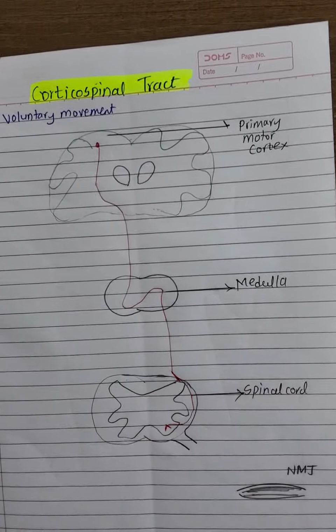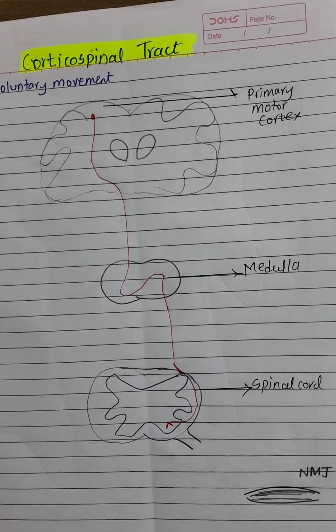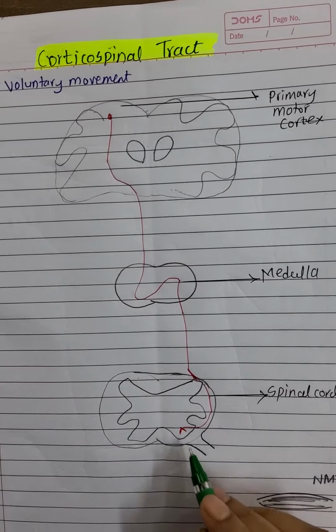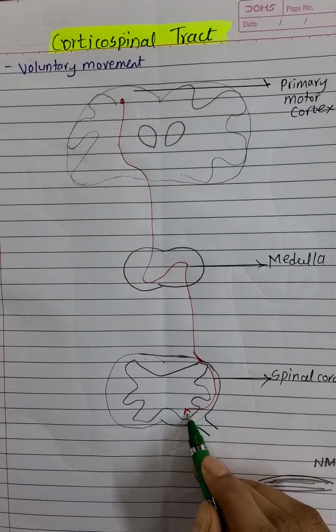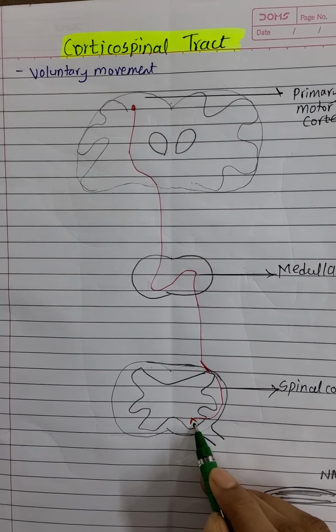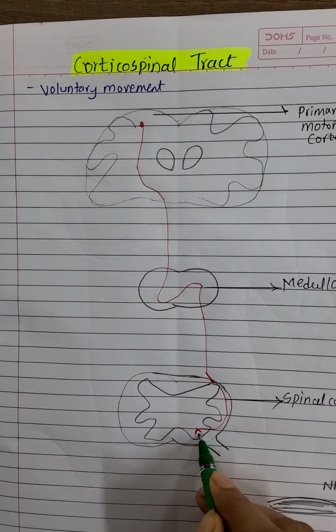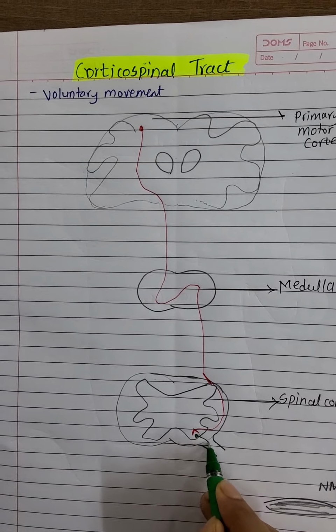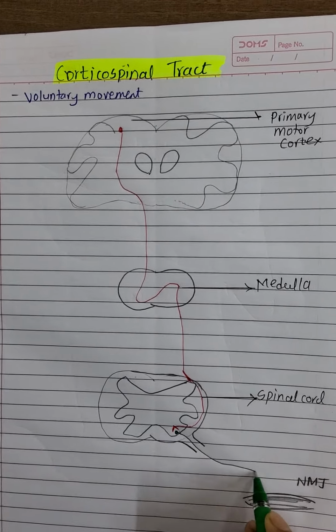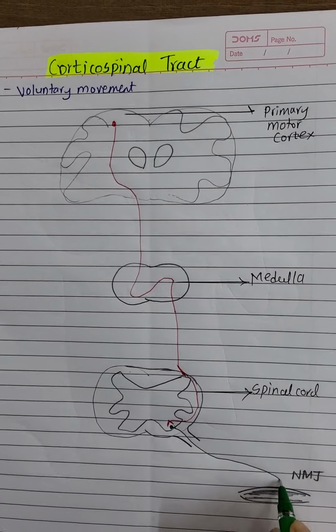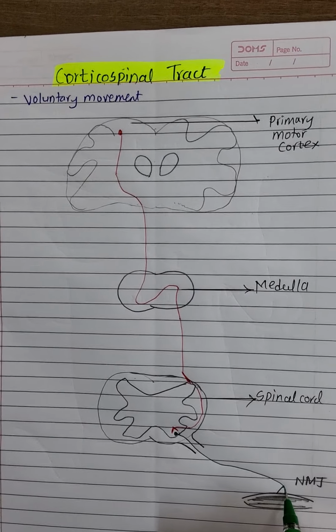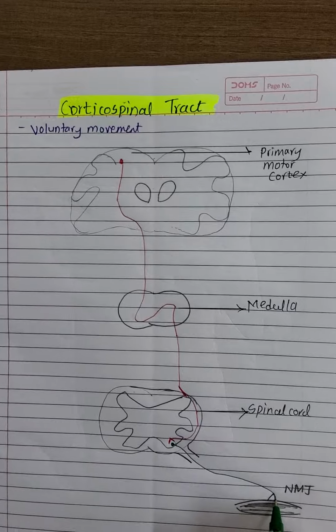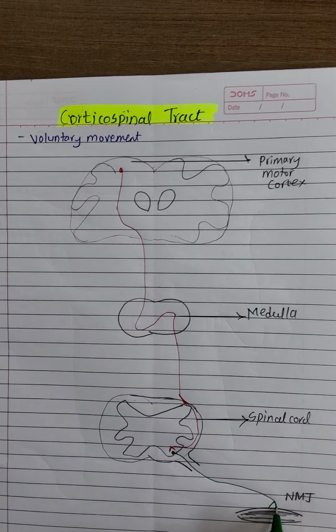Here comes the second order neuron from the anterior horn of spinal cord. So first synapse is occurring in anterior horn. From here the second order neuron comes, which leaves the spinal cord and enters the muscle. So second synapse is occurring at neuromuscular junction.